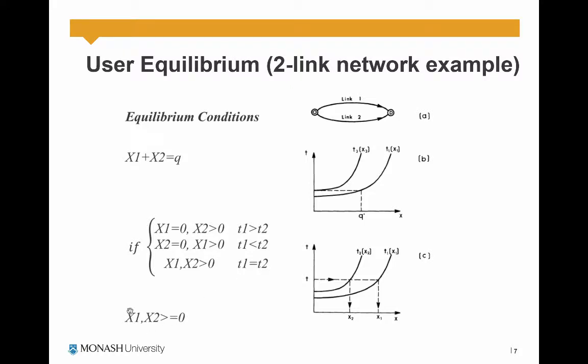And the last condition in the equilibrium is the non-negativity condition, which says x1 and x2 must be equal to or greater than 0, because we can't really have negative values for link volumes.